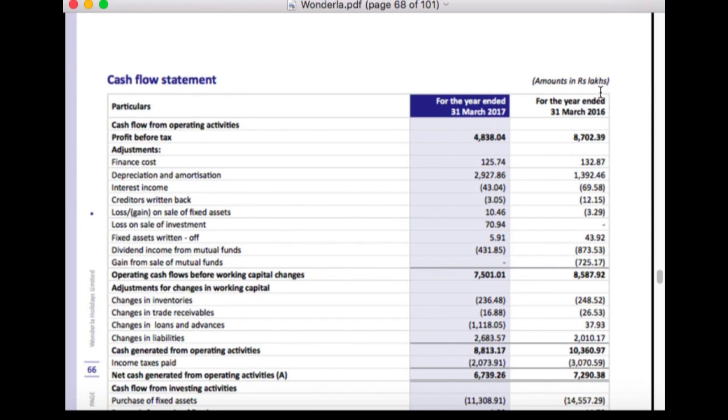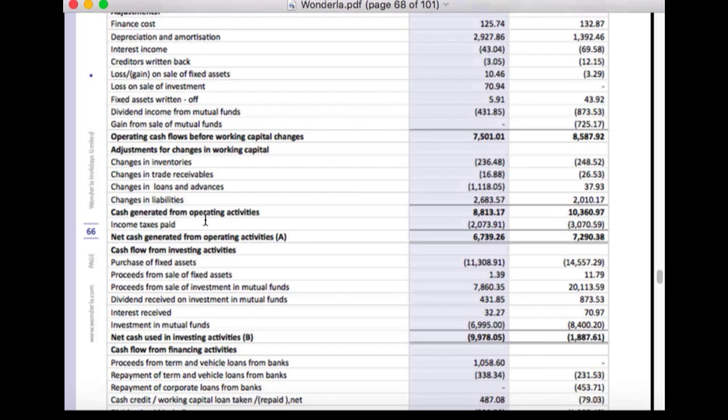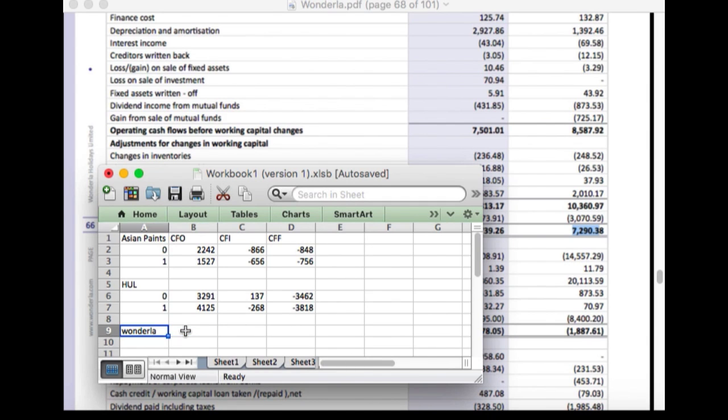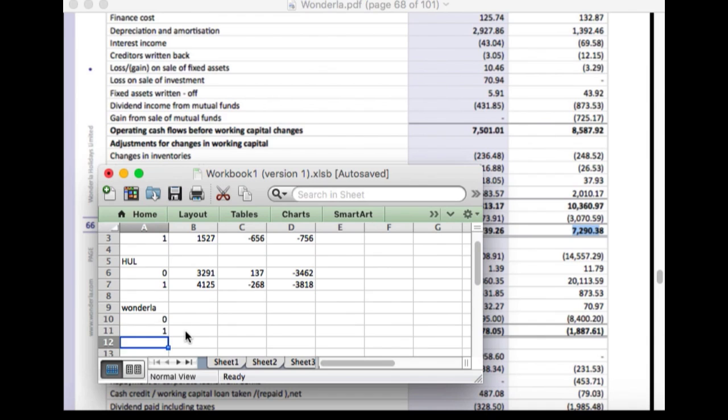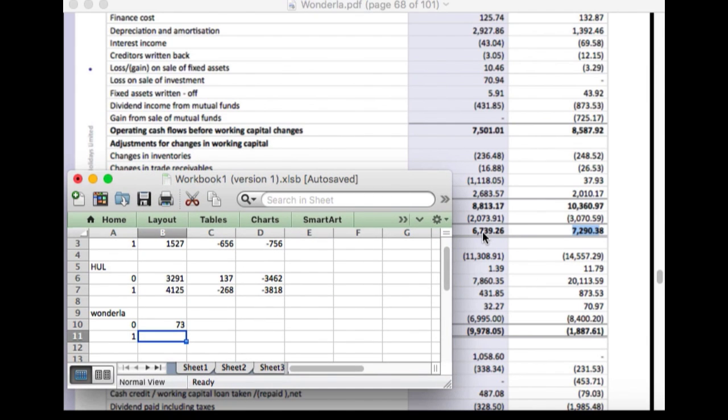Now this is rupees in lakhs. A lakh is 100,000. So we will convert these lakhs to crores. So we'll have to divide them by 100 so that the numbers are comparable. So operating activity, 7290. So divide this by 100. So that's 72.9. So I'm going to round it off to 73. So for time 0 and time 1, 73 for time 0, and this year it is 67.